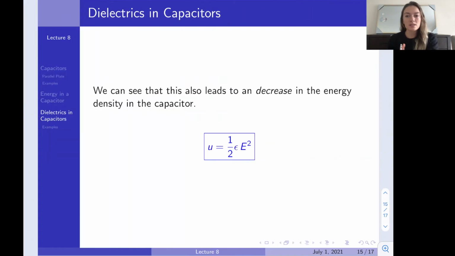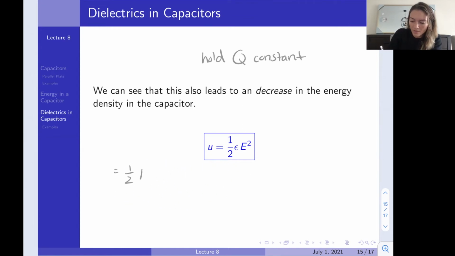Okay, and then we can also see that this is going to decrease the energy density of your capacitor. Now again, this is important. In your book, when they go over this, they don't make it clear that they're holding Q constant. And in your book it looks like the energy density is increasing, but it's really decreasing. I'll show you why. So in your book, they write the energy density with the dielectric as 1/2 K epsilon naught E squared.